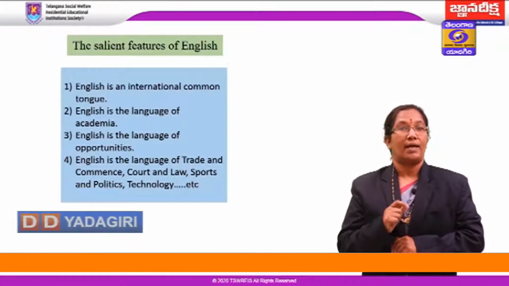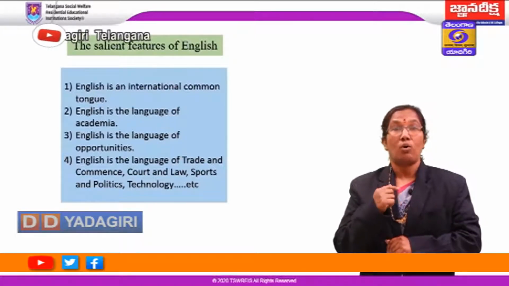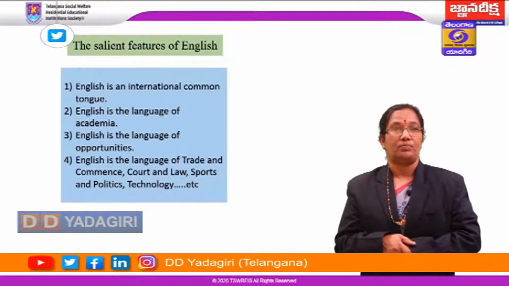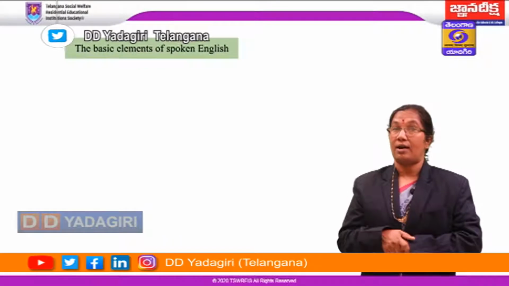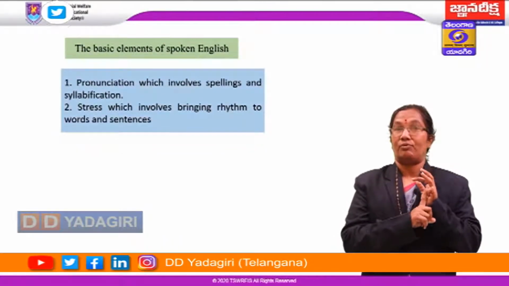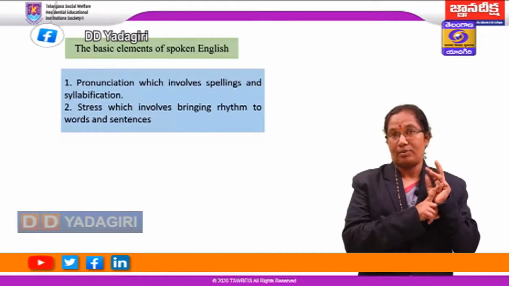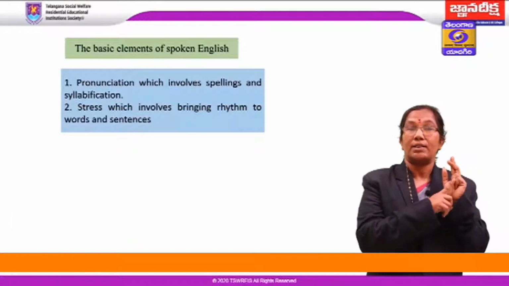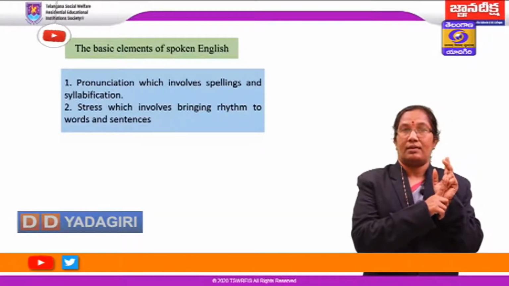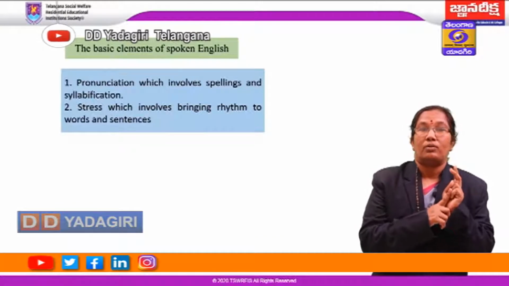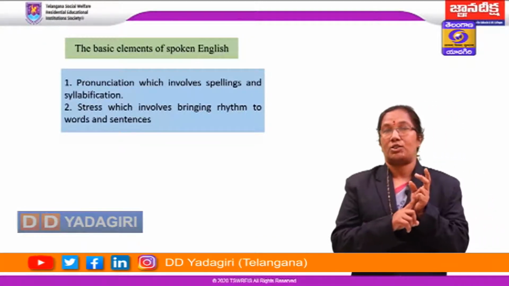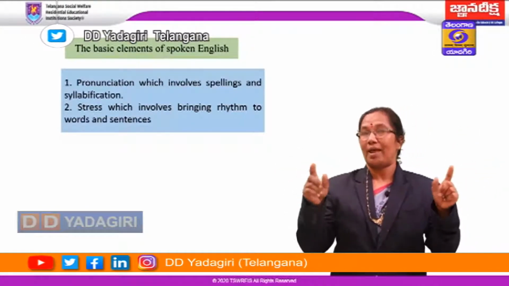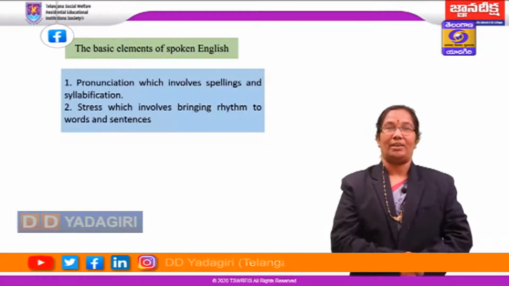As learners of English as a second language, we must focus more on the spoken form of the language by understanding the basic elements of language. The basic elements of spoken English are pronunciation, which involves spellings and syllabification, and stress, which involves bringing rhythm to words and sentences. As an effort to teach you correct pronunciation and stress, today's class on syllables and word stress is planned. Follow it thoroughly.